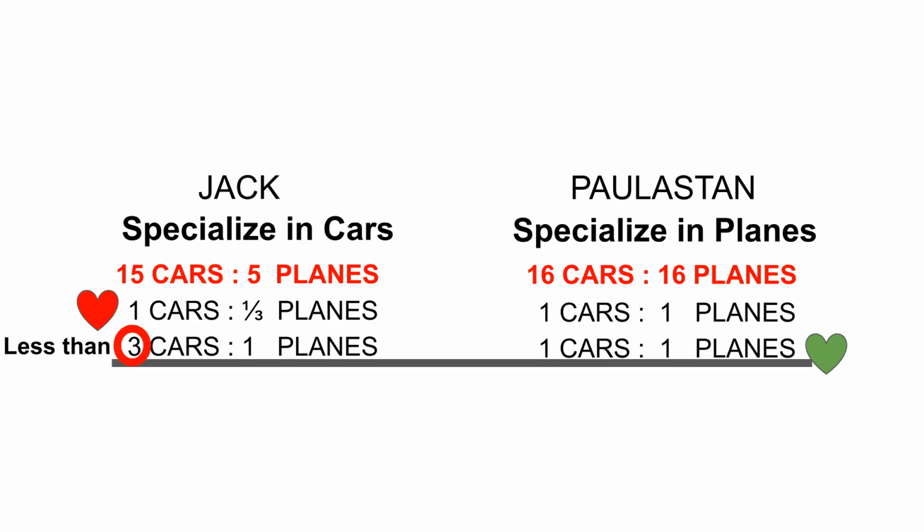Now let's look at Pakistan's perspective. If Pakistan makes planes on its own, each plane costs 1 car, so it won't trade 1 plane for less than 1 car. The deal from their perspective has to be 1 plane for more than 1 car. Put those together. Jack wants to give less than 3. Pakistan wants to get more than 1. So the acceptable trade is somewhere between 1 and 3 cars per plane. For example, 1 plane for 2 cars works for both. Jack saves compared to making the plane himself. Pakistan gains more cars than it would by producing them directly.